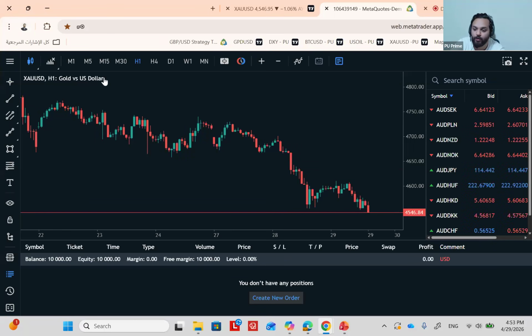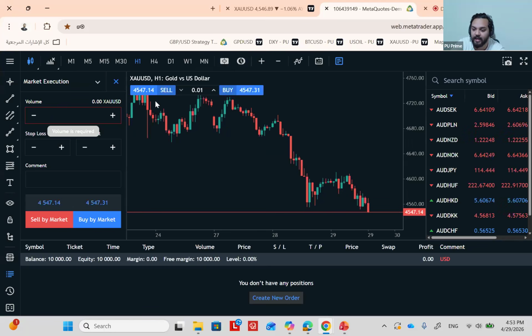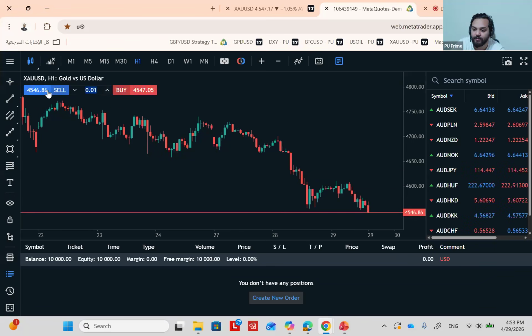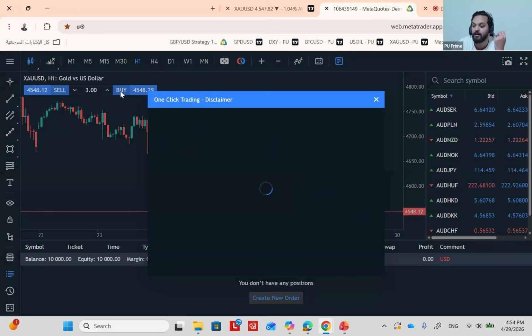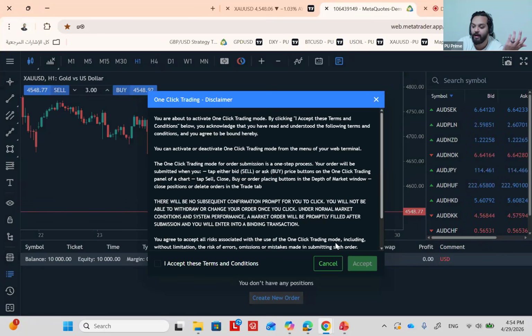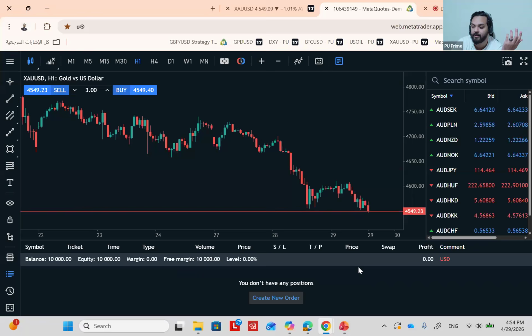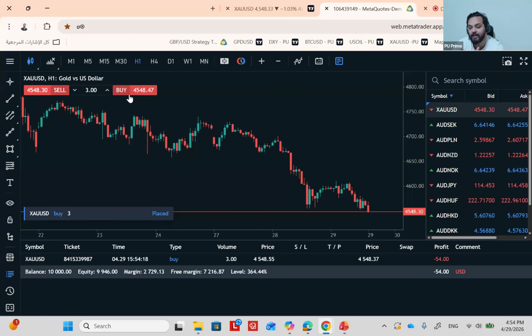You can go to the gold and say, for example, I will buy 3 lots, which means 300 ounces of gold with just $10,000. Can you imagine? So can you buy 300 ounces of gold with $10,000? No, but I have leverage. So I click buy. Now it works. It's working. I can buy.